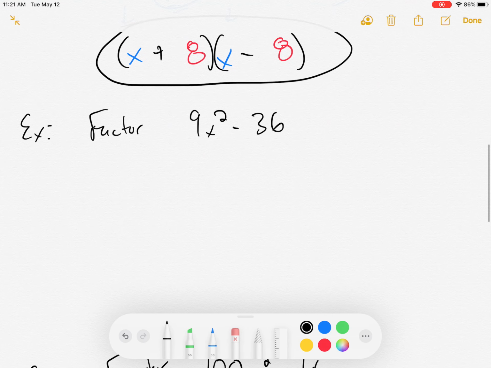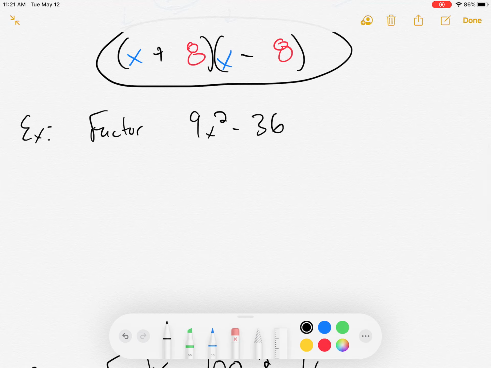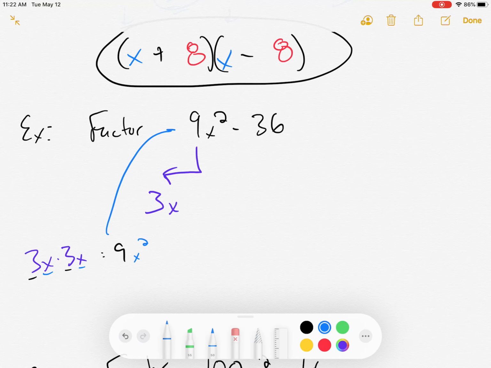This one's a little bit different. Before we just had an x squared, now we have 9x squared out front, but it's not really that different. We know the square root of 9 is on our sheet. The square root of 9 is 3. And the square root of x squared, we just said, is x. So the square root of 9x squared is 3x, because if I did 3x times 3x, 3 times 3 is 9, x times x is x squared. I would get that right there.